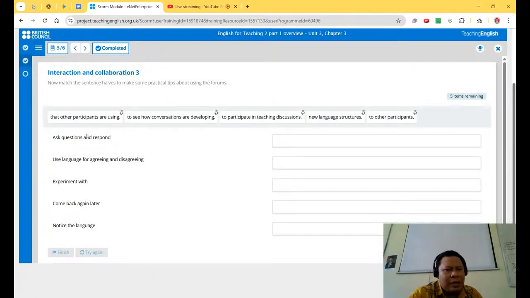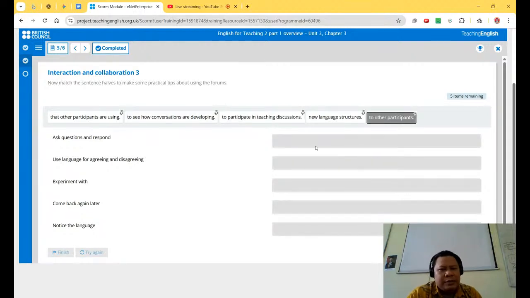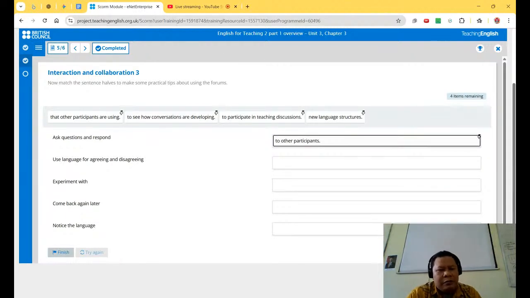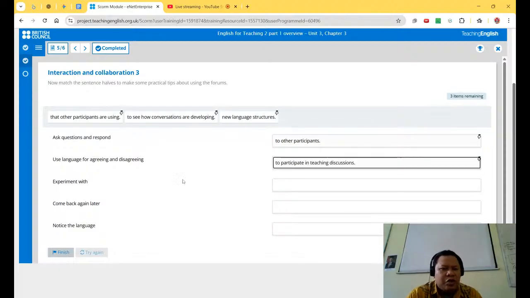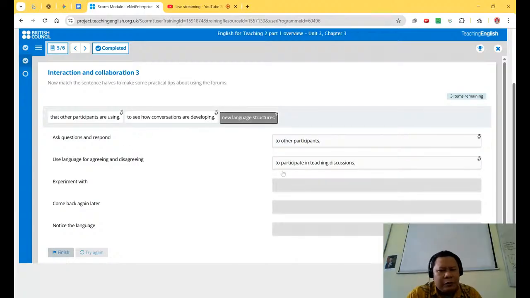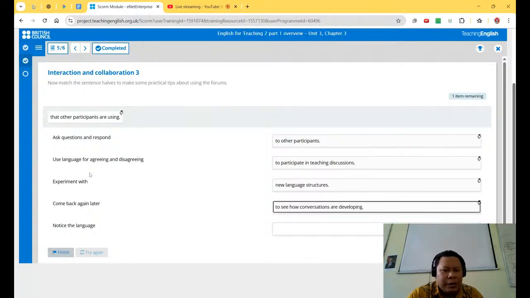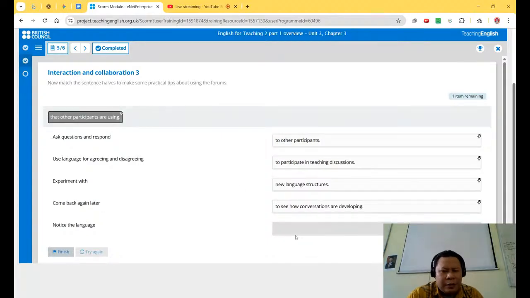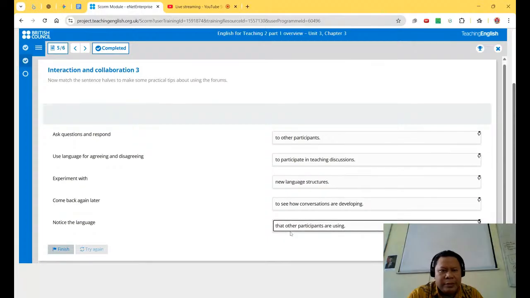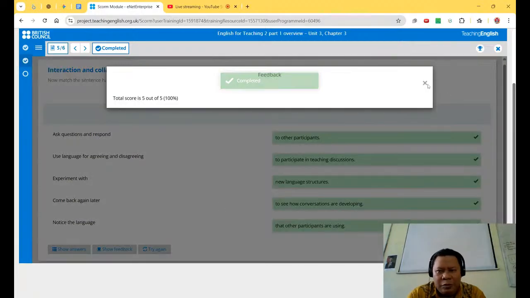Okay, let me try again. Ask questions and respond to other participants. Use language for agreeing and disagreeing. Participate in teaching discussion. Experiment with new language structures. Come back again later to see how conversations are developing. Notice the language that other participants are using. Nice! Good job, Said.